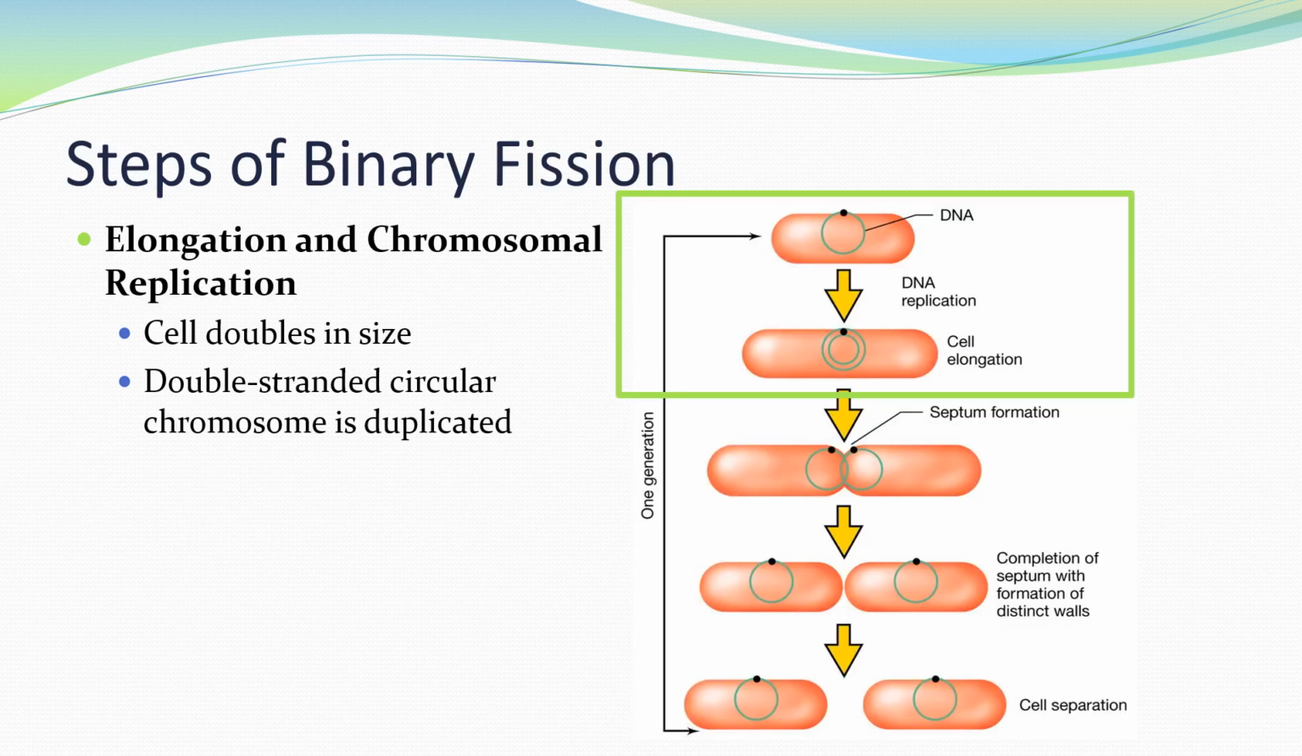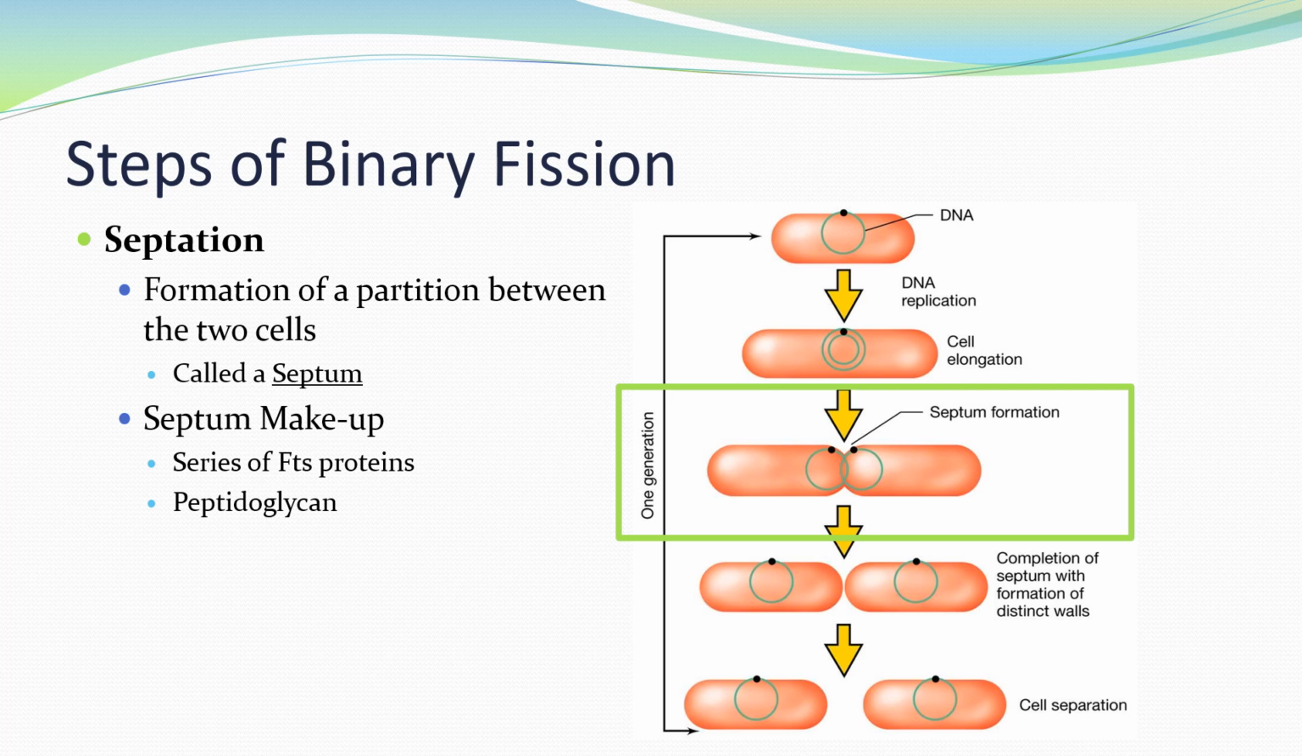There are three main steps that I want you to know in binary fission. This is the first one, elongation and chromosomal replication. I have it labeled out here in that green box to the right. This is going to happen in the parent cell, where the parent cell is going to replicate its DNA. And in this process, the cell itself is going to also double in size in order to hold that extra DNA as well as prepare to split. So this is step number 1 of 3.